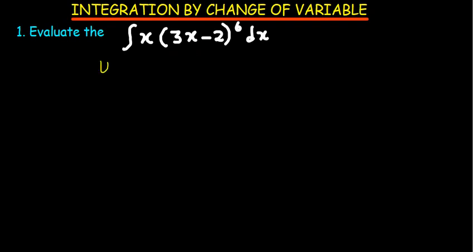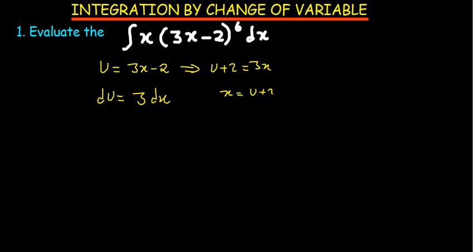So let u be equal to 3x minus 2. I'm only getting what is inside. We're going to find the derivative of u, and that is just the derivative of this, which would be 3. It was supposed to be du over dx, but I'll put dx this side. From here I'm going to make x the subject of the formula. I'll take the 2 to the other side, so it will be u plus 2, and that will be equal to 3x. Dividing both sides by 3, x is going to be u plus 2 divided by 3.